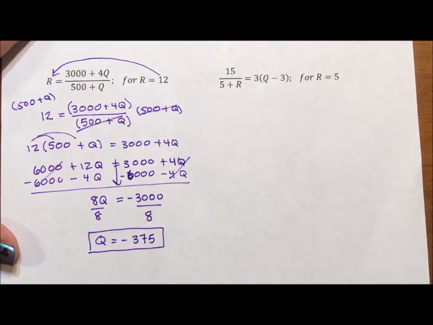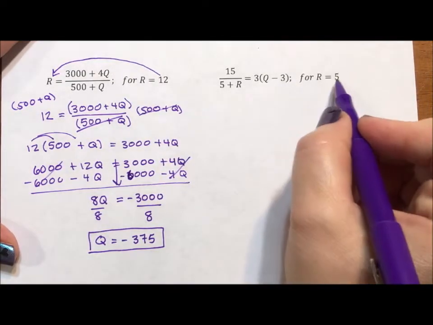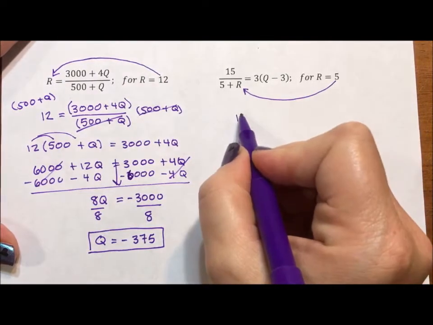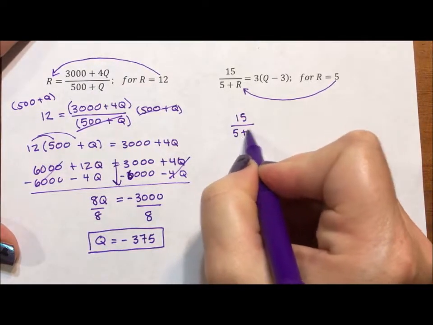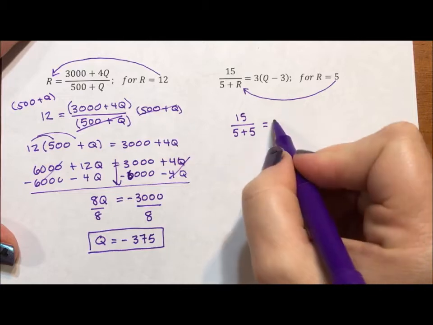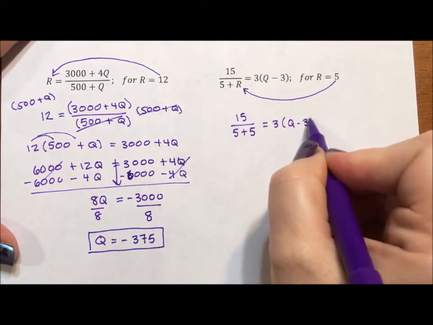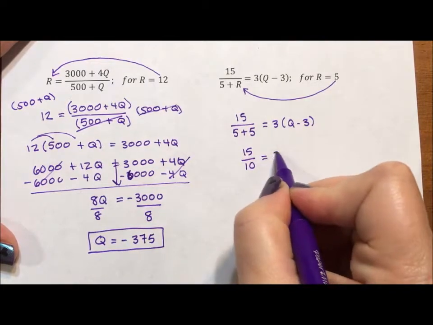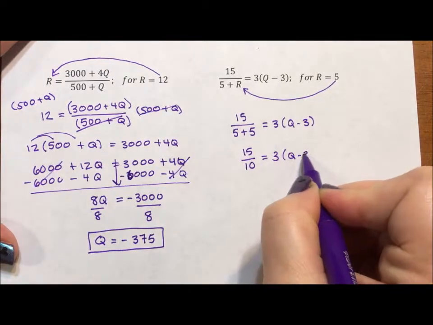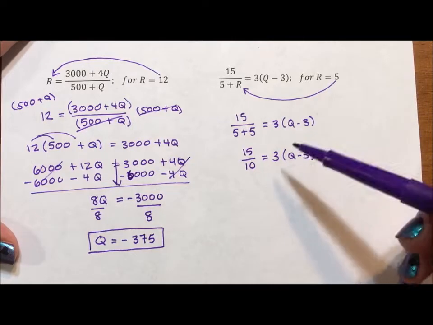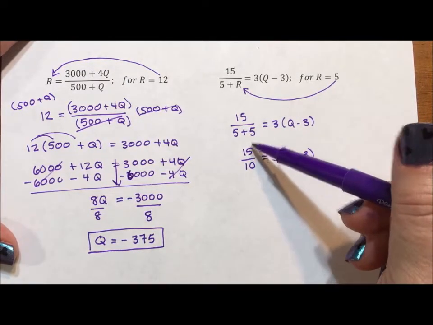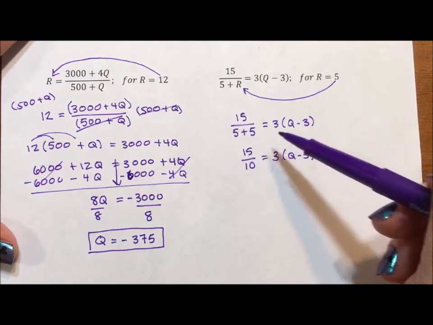For our next one, this is similar but different. We have that fraction again. If we put 5 in for r, we have 15 over (5 plus 5) equals 3q minus 3. I have 15 over 10 equals 3q minus 3. Okay, so for those of you who've seen other videos where I don't distribute when the number goes into the number on the other side, you can do this.